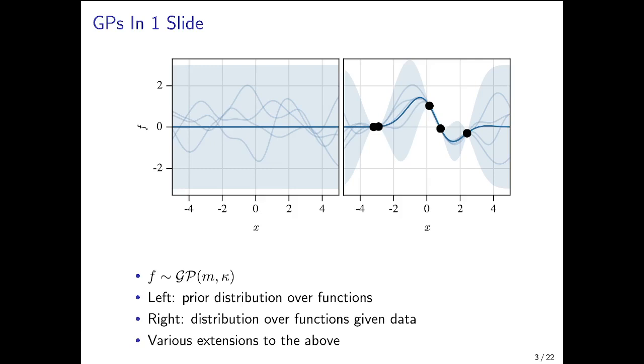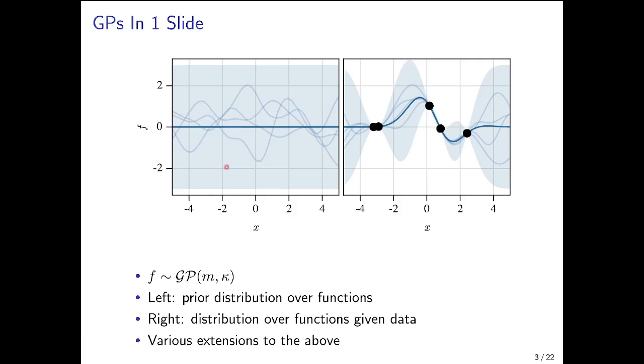But for those of you who know what a Gaussian process is, just to let you know how I'm thinking about them for the sake of this talk. I'm thinking of a Gaussian process as a distribution over functions. So every time you sample from a Gaussian process, you get a function. For example, what's shown on the left here, with these thin blue lines.